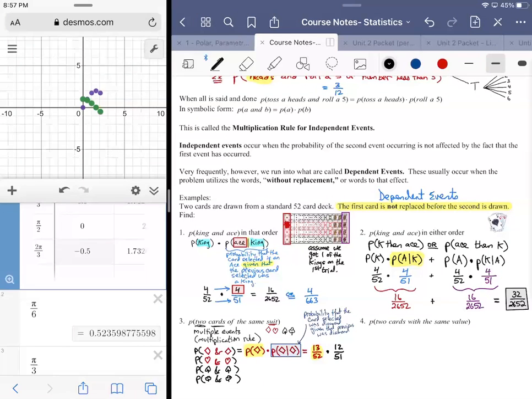That's why we reduce. But if it didn't say that, or if it flat out said that all the cards are put back in the deck before the second card is selected, then our second probability would be unimpacted by the first probability, and we'd still have 13/52 in both cases. Okay, that's clear. Thank you.